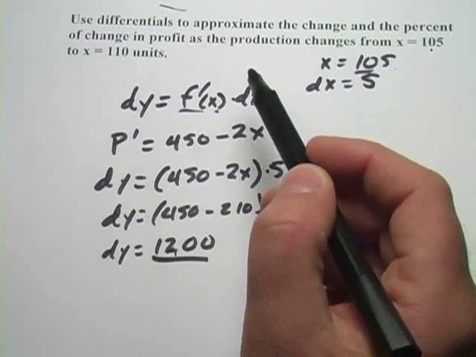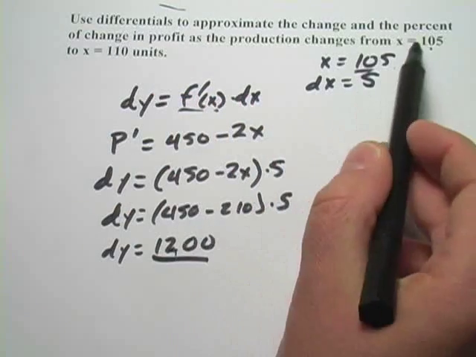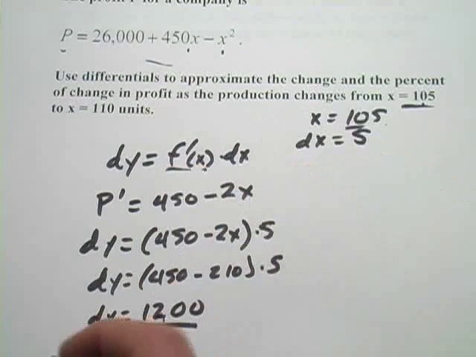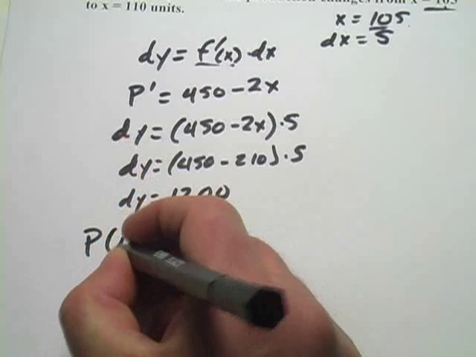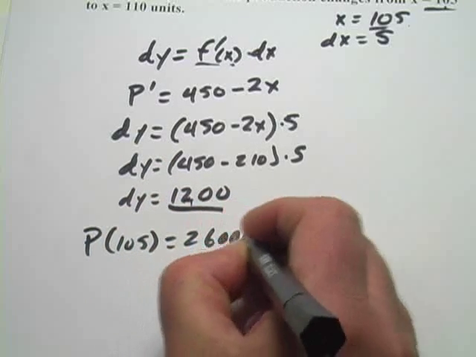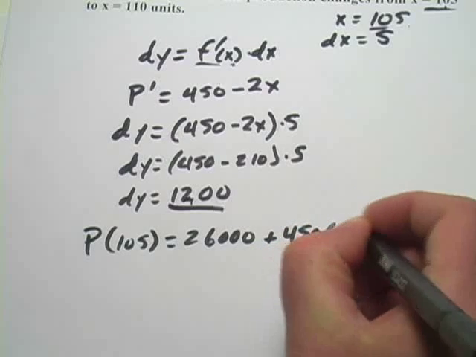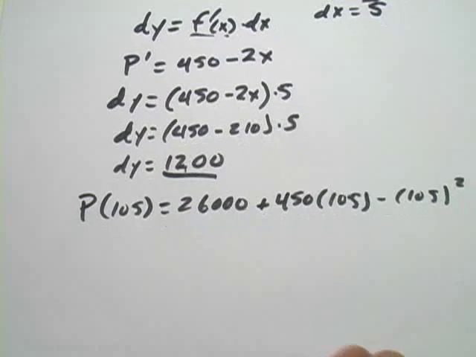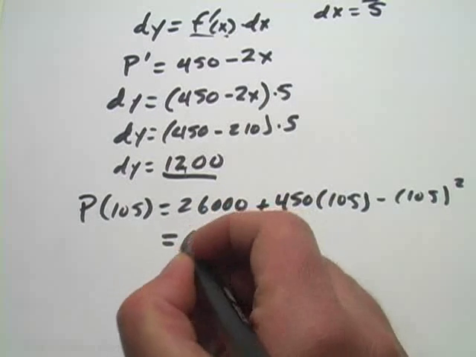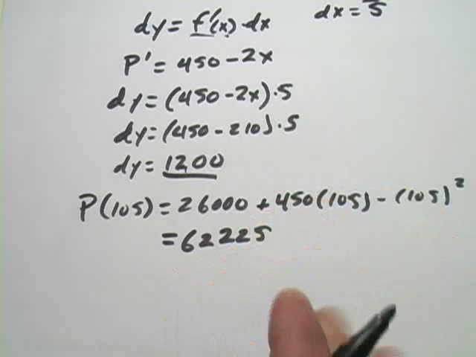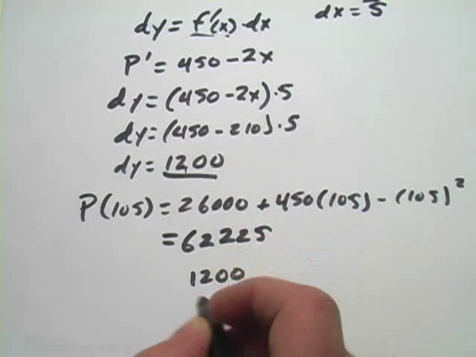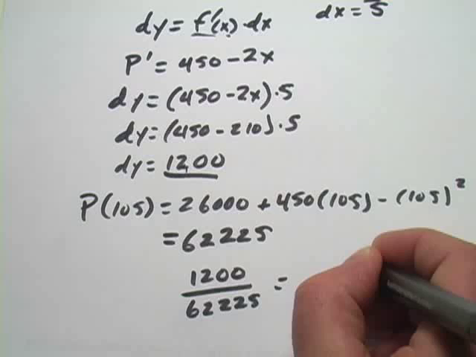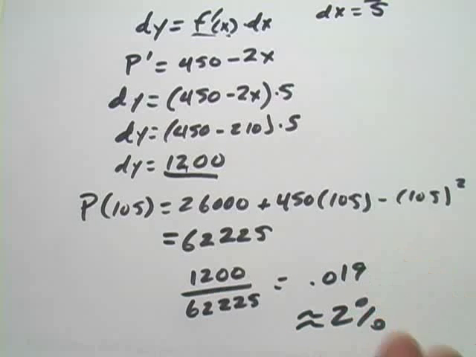To figure a percentage, we're actually going to need to know the profit at this point at x equals 105. And to do that, we'll simply take 105 and plug it in for x in the profit function. So that's not too hard. We're finding here p of 105, and that equals 26,000 plus 450 times 105 minus 105 squared. And if you crunch the numbers on that one, you should get 62,225. And then to get our percent of change, we'll take the change in the function over what it was originally. And you should get something around 0.019. Let's call it a 2% change in the profit.